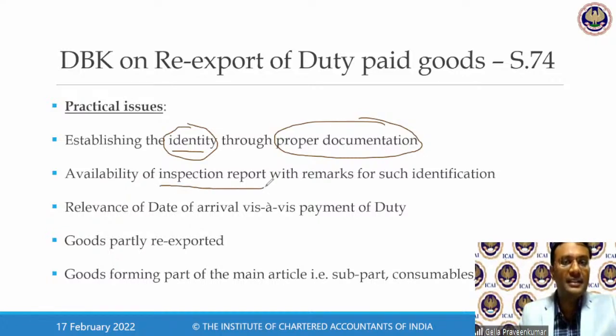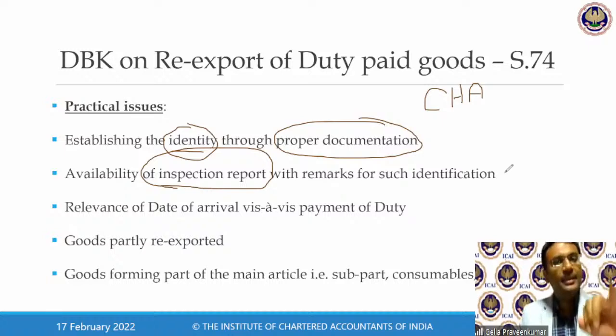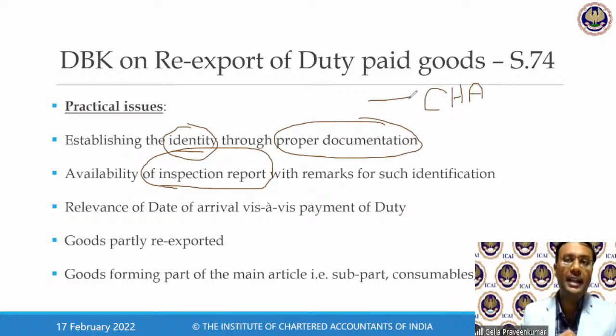In that case, there is something called an inspection report. As I informed you the other day, there is someone called a CHA. Who is the CHA? Clearinghouse agent. Whenever goods have to be imported, where a customs duty has to be paid, a businessman or importer cannot directly just walk into the customs area for getting the goods cleared. They have to, mandatorily, go through a CHA.